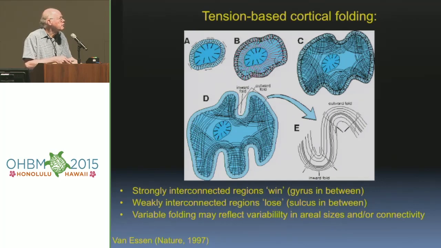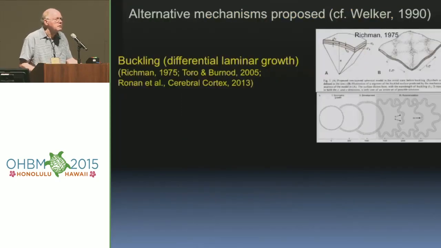Variability in folding could then be a corollary or consequence of variability in area size and/or connectivity patterns. So consistency and variability can be hand-in-hand accounted for, at least in principle, by this one tension-based folding hypothesis. So attractive as it is, is it true? That's still an open question. I'd say the jury is still out, and there are alternative mechanisms that have been proposed for cortical folding.